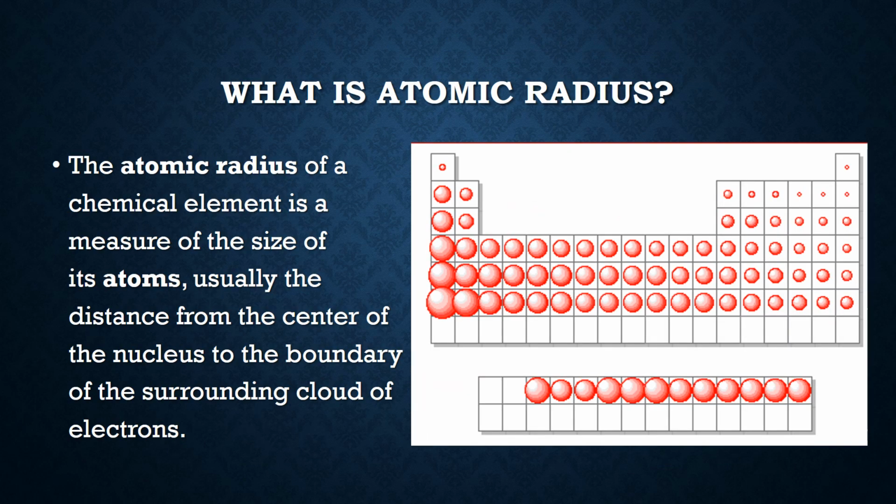Atomic radius of a chemical element is the measurement of the size of the atoms, usually referring to the distance from the center to the edge of the cloud. Okay, and we can already see what is the trend. As you go down, the atomic radius goes up. So as you go down, the atomic radius increases. As you go from left to right, the atomic radius decreases. Okay, that's the trend. You just have to memorize that. As you go down, the radius increases. As you go from left to right, it decreases.